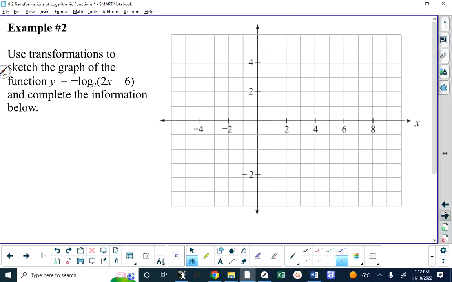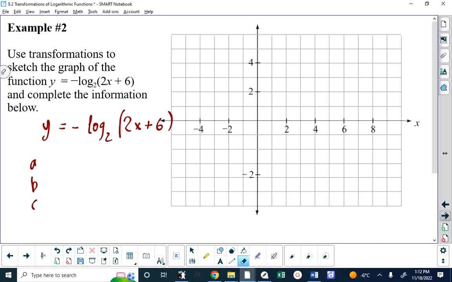Let's just do this one without actually graphing it in perfection with points. This is y equals negative log base 2 of 2x plus 6. Can everybody take a minute, please, and determine the values of the four parameters a, b, h, and k?